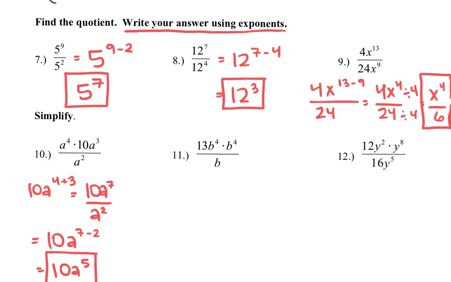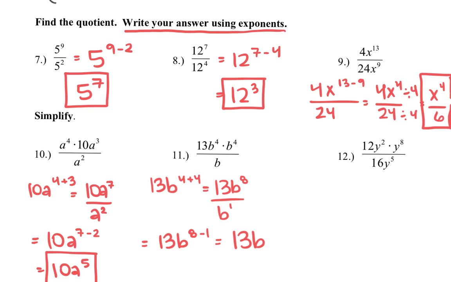All right, let's do another one. In number 11, we start by asking what is the base? And in this situation, b is the base. So on the top, I have 13b to the 4 plus 4, which is 13b to the 8th power over, instead of b, I'm going to write that now as b to the 1st power, because remember we can always raise something to the 1st power, we just don't always put that there. But it's going to be important now because this is 13b to the 8 minus 1, and so my final answer is 13b to the 7th power. All right, make sure you're showing your work just like I am.